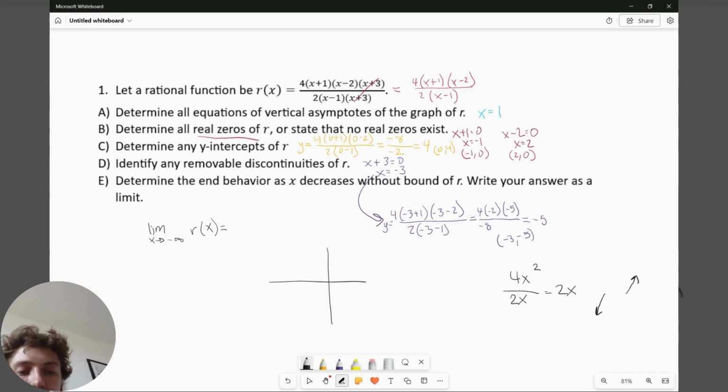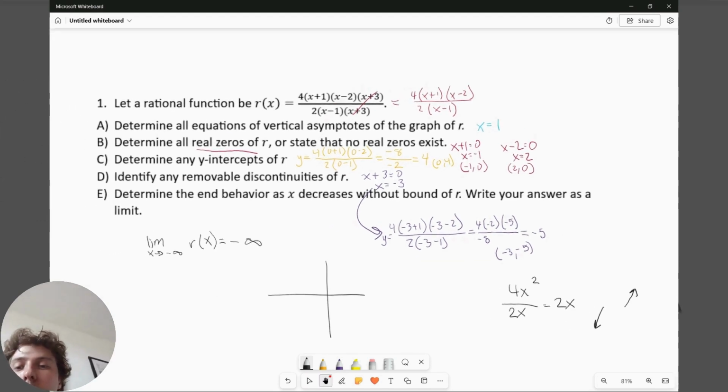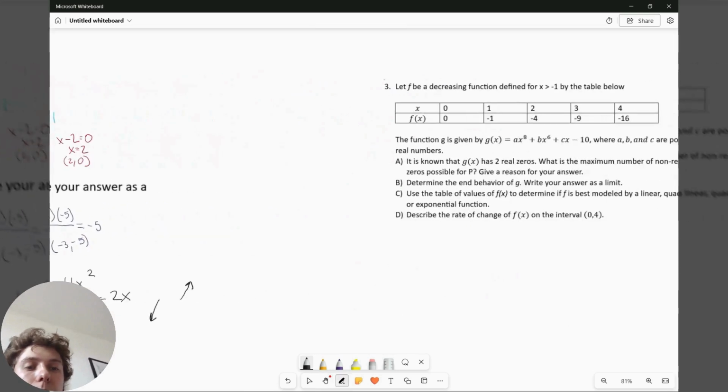So if I want to talk about the left side then, well, there is no horizontal asymptote. It's going to decrease forever along the slant asymptote, meaning it would go down forever to negative infinity. Let's go ahead, let's look at the next problem. Those are our answers for number 1.